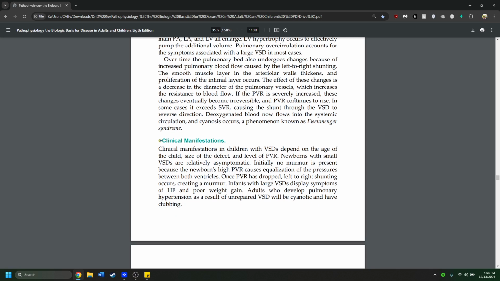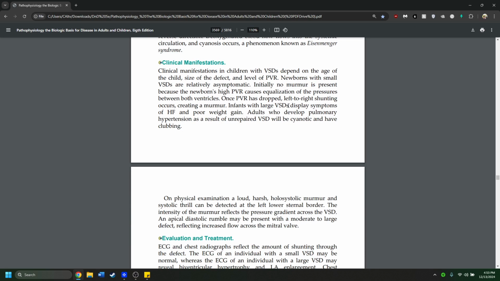So our clinical manifestations in children with VSD depend on the age of the child, size of the defect, and level of the PVR. Newborns with small VSD are relatively asymptomatic. Initially, no murmur is present because the newborn's high PVR causes equalization of the pressures between both ventricles. Once PVR has dropped, left to right shunting occurs, creating a murmur.